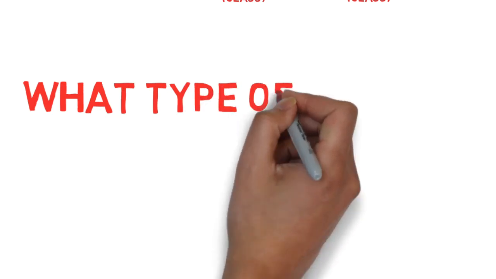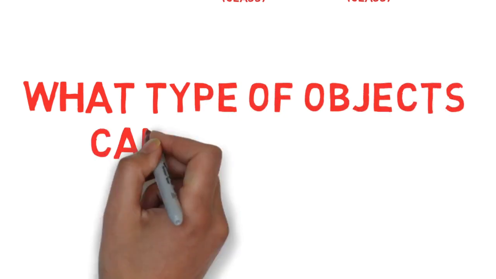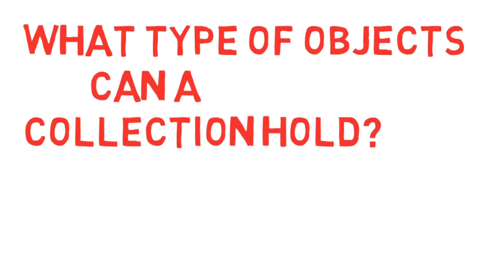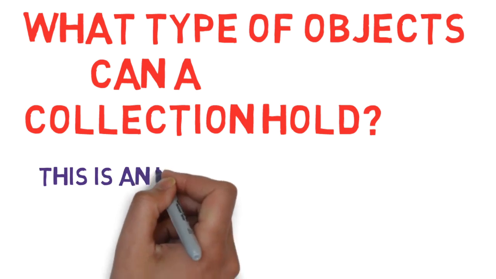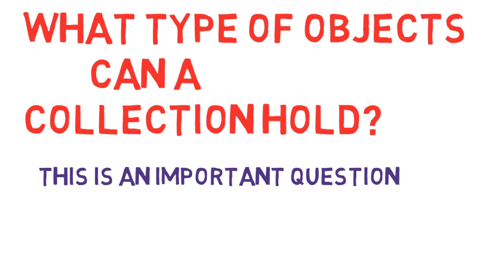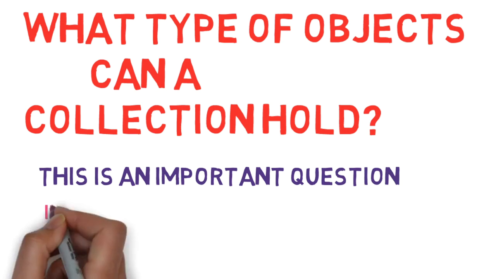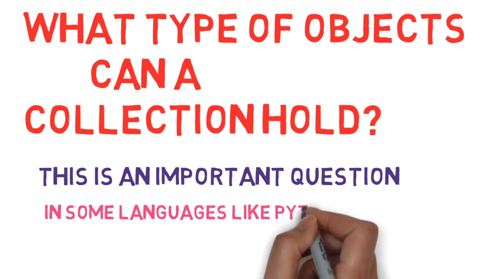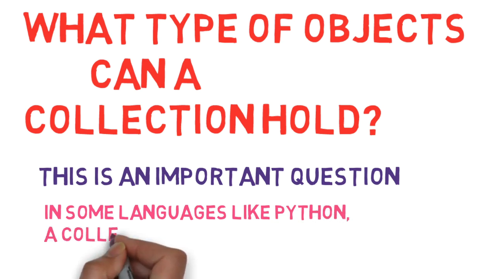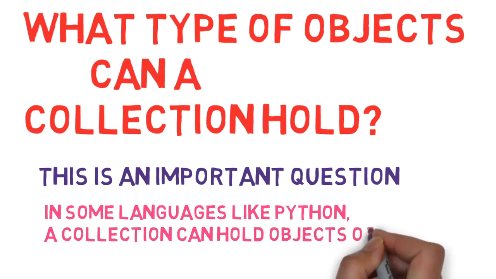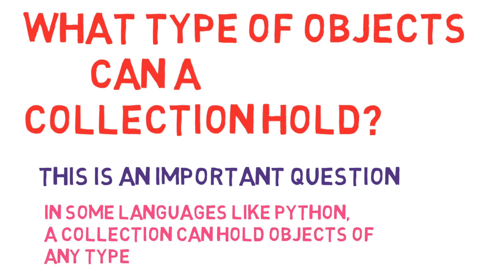Now, what type of objects can a collection hold? Turns out this is a really important question, and it has a multitude of answers depending on the type of collection you instantiate. It's also different across languages. In some languages like Python, a collection is explicitly built so it can hold objects of any type. By this I mean that one collection can hold a string, a boolean, a user-defined object, and anything else. It can also hold another collection, all in the same container.